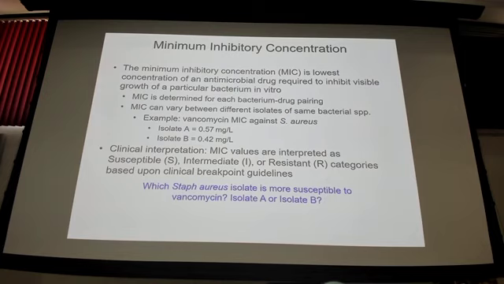Which one would be more susceptible to vancomycin? To be destroyed by it or inhibited? Yeah, because what's the definition of minimum inhibitory concentration? It's the lowest concentration. Exactly. So which isolate is more susceptible? B. Yes, and why? It takes less drug to inhibit the growth of that Staph aureus isolate. Yes, that's the thinking. Exactly.